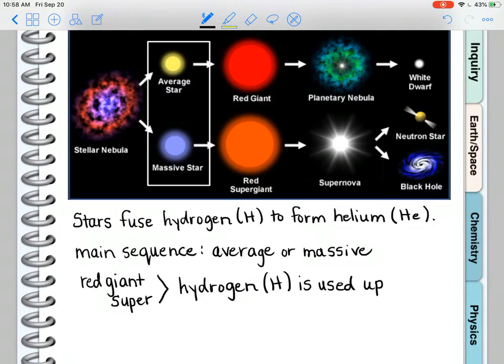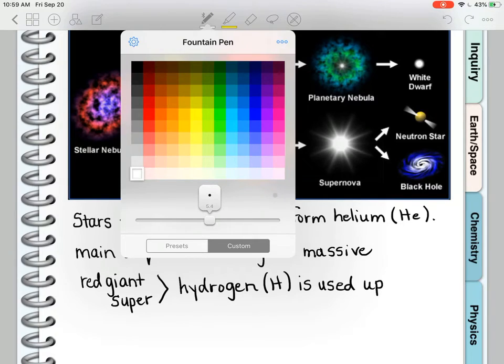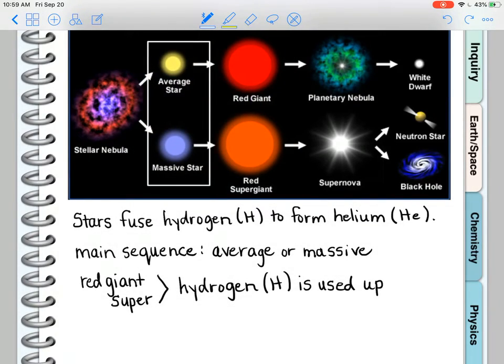But in reality, a red giant is a star that has used up its hydrogen. So it moves into the next life cycle. Now this is where things change pretty drastically. If you look at this life cycle, and if you follow that top trail, so the average star, after it uses up its hydrogen, it swells up into this red giant, and then it forms this thing, a planetary nebula.